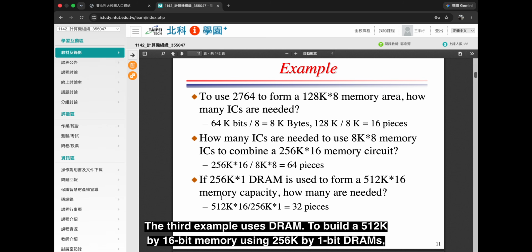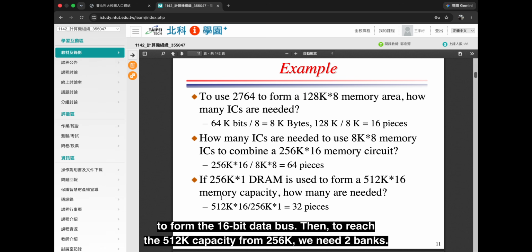The third example uses DRAM. To build a 512K by 16-bit memory using 256K by 1-bit DRAMs, we first look at the width. Since each chip only outputs 1 bit, we need 16 chips in parallel just to form the 16-bit data bus.